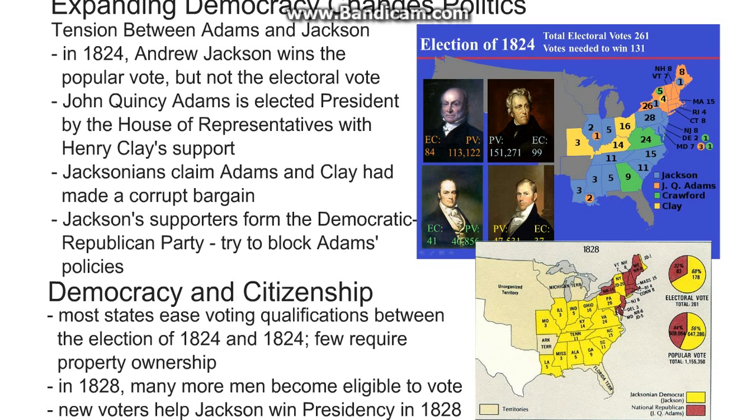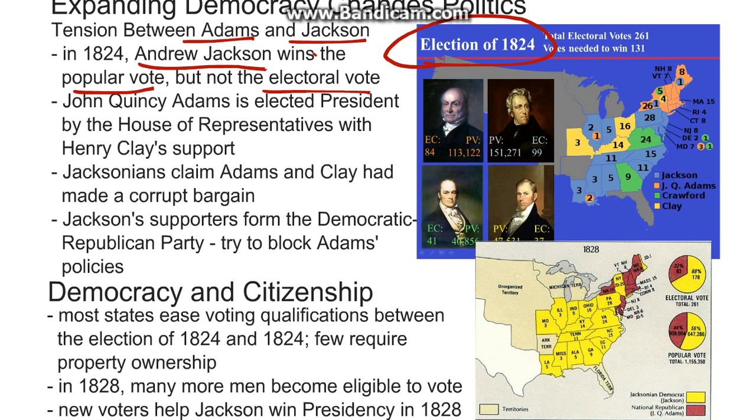Expanding democracy changes politics. There was a lot of tension between John Quincy Adams and Andrew Jackson because they ran against each other for president in 1824. Andrew Jackson wins the popular vote, which means he gets the majority of the people's vote, but not the electoral vote, as can be seen here on this election of 1824 map.